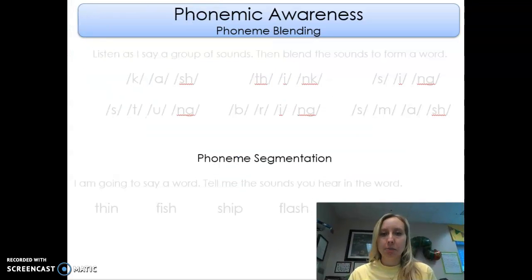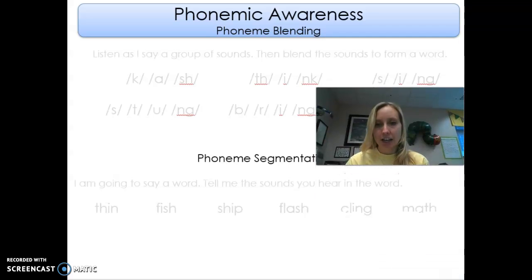Let's get started with blending some sounds. Get ready? K, a, sh, cash. Th, i, n, k, think. S, i, ng, sing. St, u, ng, stung. B, r, i, ng, bring. S, m, a, sh, smash.